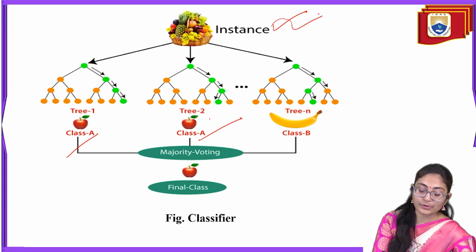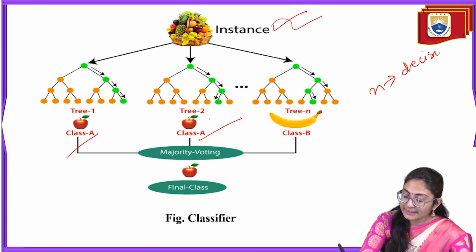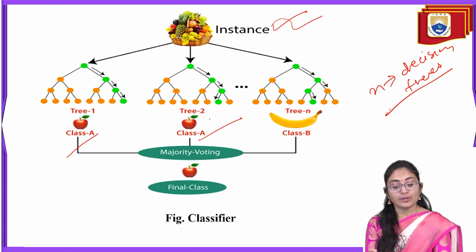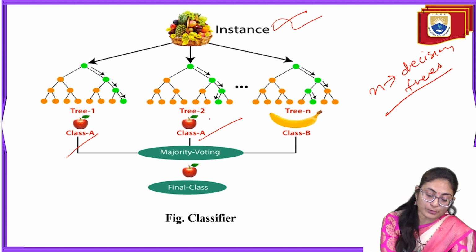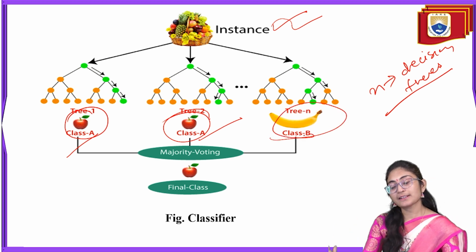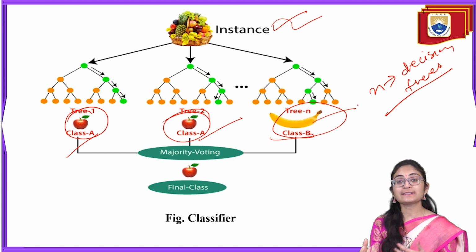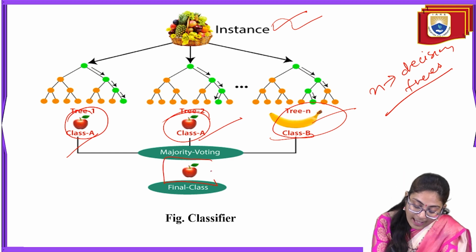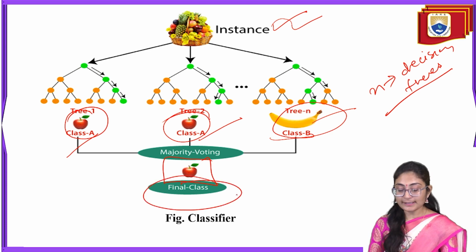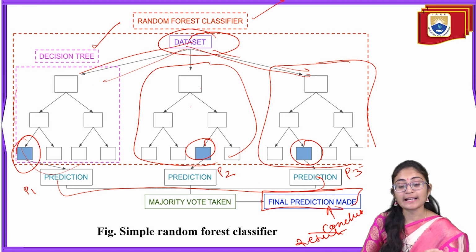Now this is our data set instances. Then we have n number of decision trees, and so many trees give the output as apple, and the remaining trees give the output as banana. But majority voting is saying that it is an apple. So that's why your final class will be apple, and this is your main classifier in the random forest.